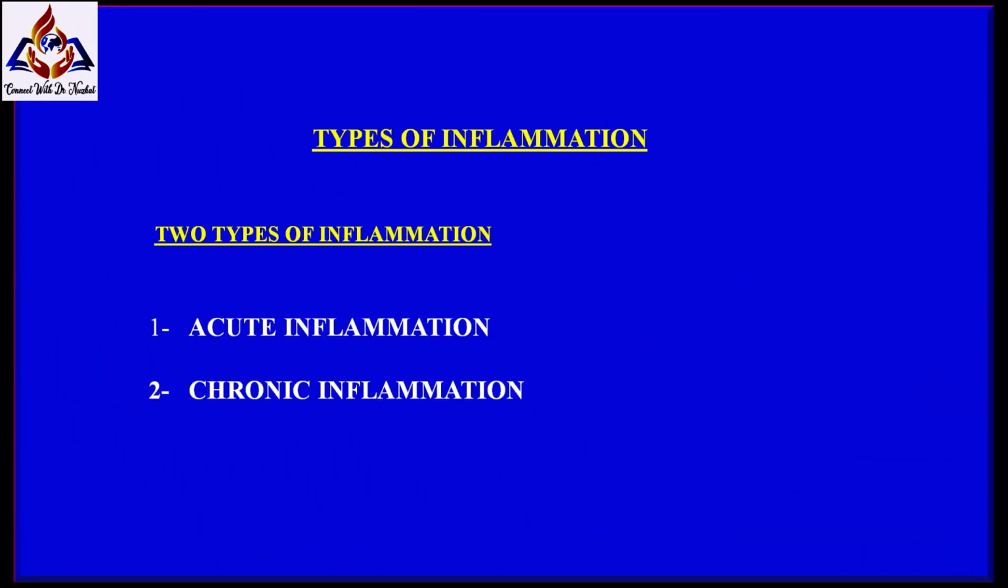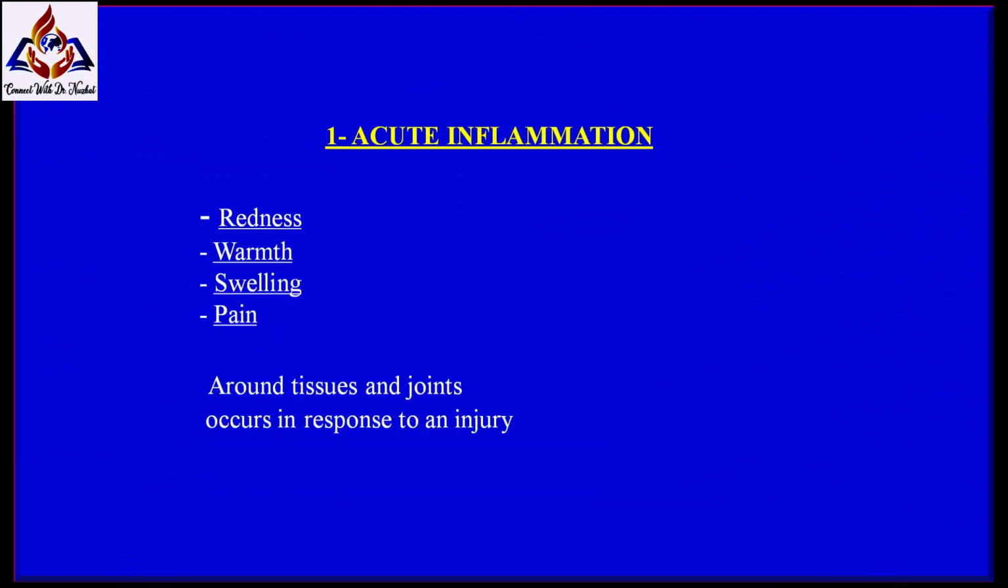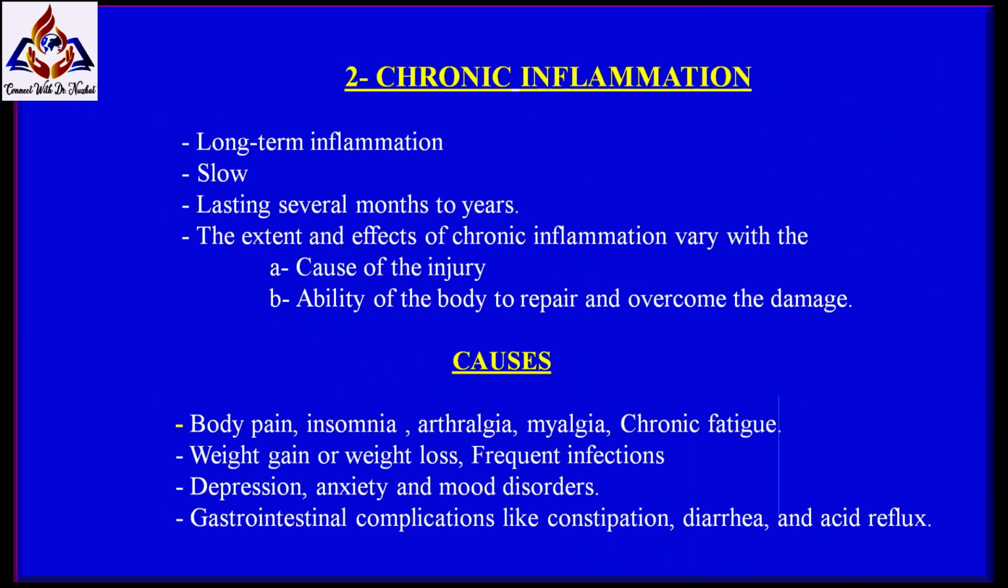There are two types of inflammation: acute inflammation and chronic inflammation. People are most familiar with acute inflammation. This is the redness, warmth, swelling and pain around tissues and joints that occurs in response to an injury, like when you cut yourself. Chronic inflammation is also referred to as slow, long-term inflammation lasting for prolonged periods of several months to years. Generally, the extent and effects of chronic inflammation vary with the cause of the injury and the ability of the body to repair and overcome the damage.